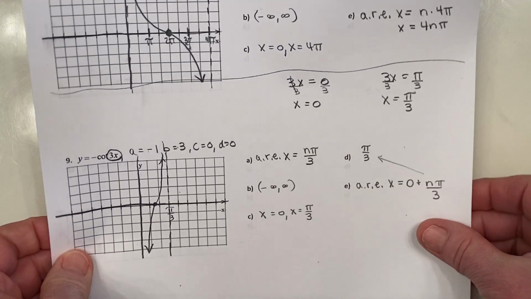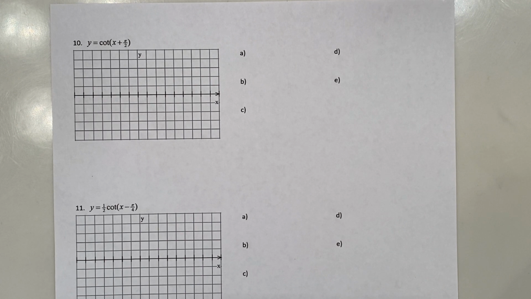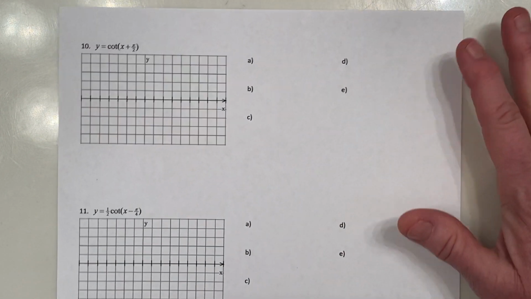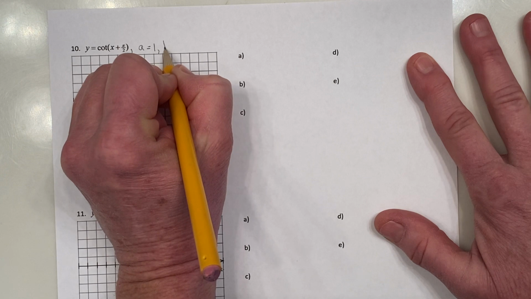All right, we'll continue graphing more cotangent functions with transformations. It looks like we're building a little bit with these last 3 examples to more complicated cotangent functions. All right, 10. A is 1, B is 1.